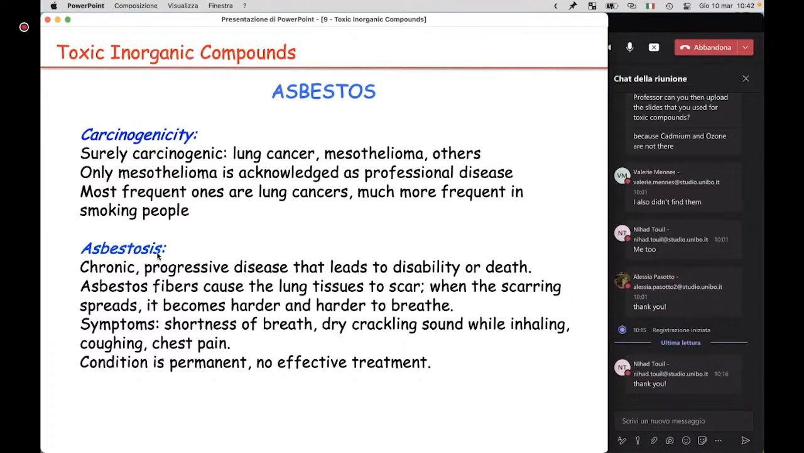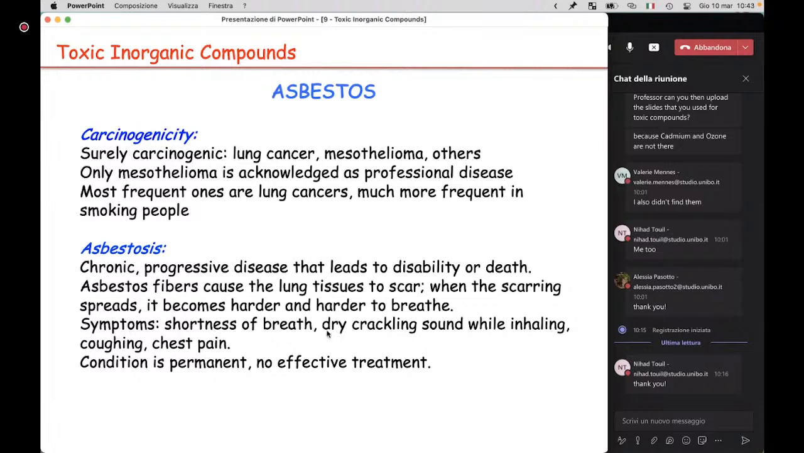This is, of course, a chronic and progressive disease, and it progresses without any cure possible. In particular, the fibers cause damage to the lung tissue, and so the production of scars. And we know that scars are not elastic. They are stiff. So the lungs must be elastic in order to expand and contract during respiration. So if you have widespread scarring within the lungs, and of course asbestos causes progressive scarring, the lungs become not elastic. They become plastic. So it will be very hard to expand and contract them. So it will be very hard to breathe.